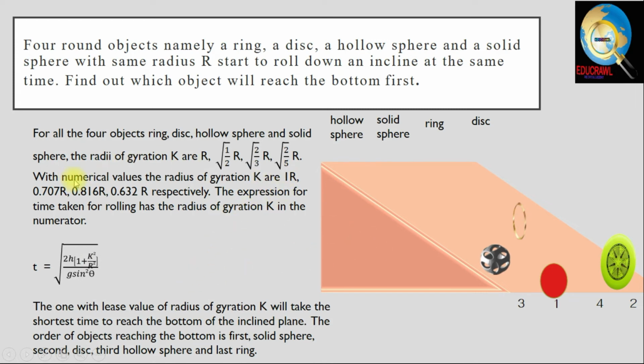So t is maximum for the first one, which is the ring. So the ring will have the highest k value, hence it will take a long time to reach the ground. So the ring loses the race. The first will be the solid sphere, the second is the disc, the third is the hollow sphere and the last is the ring.